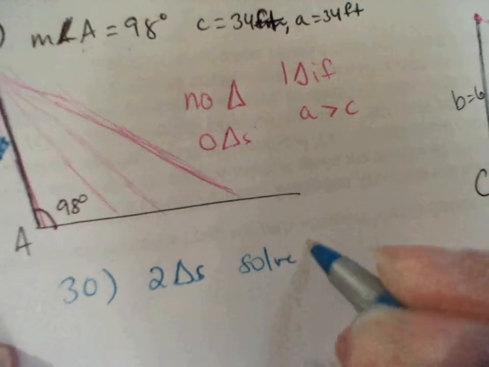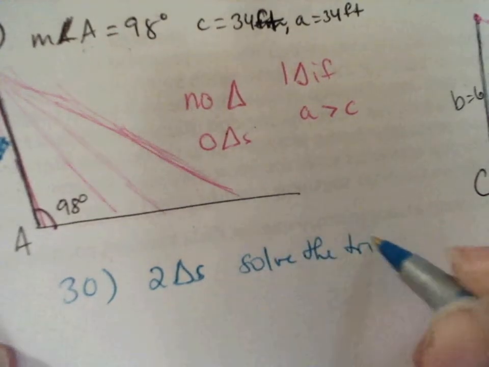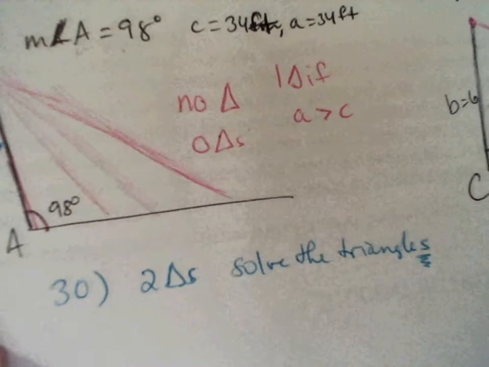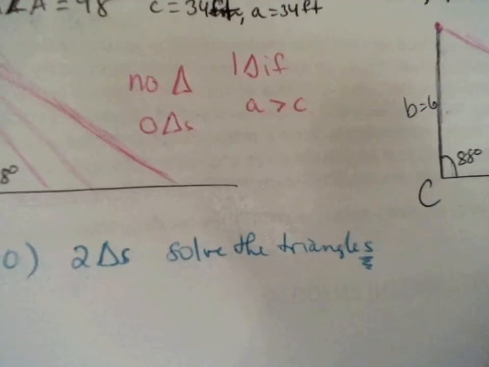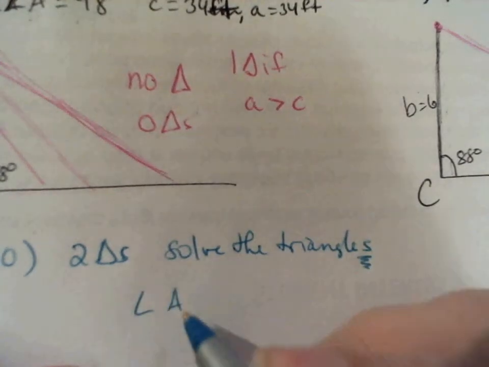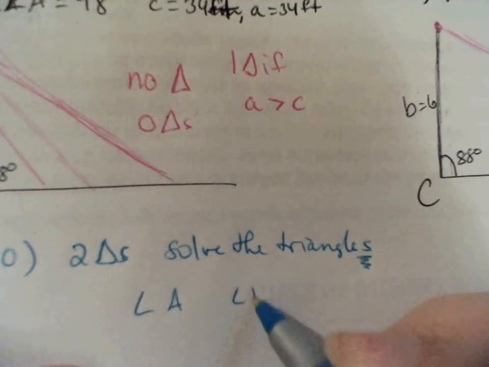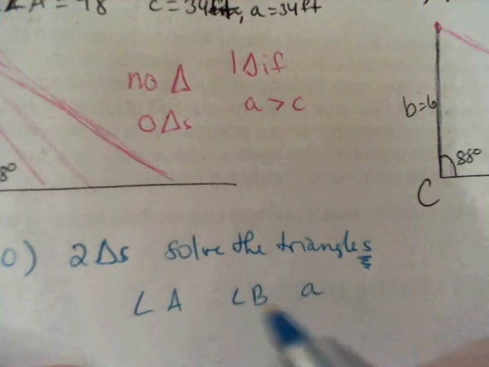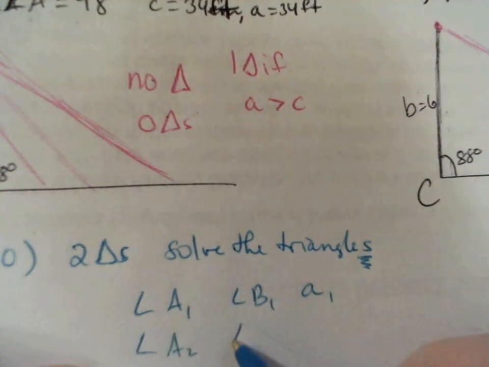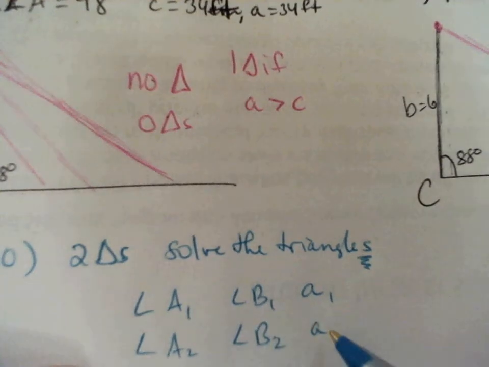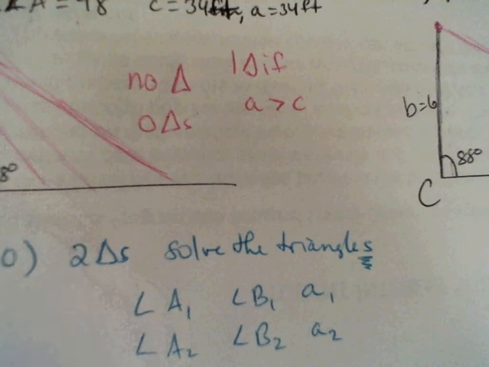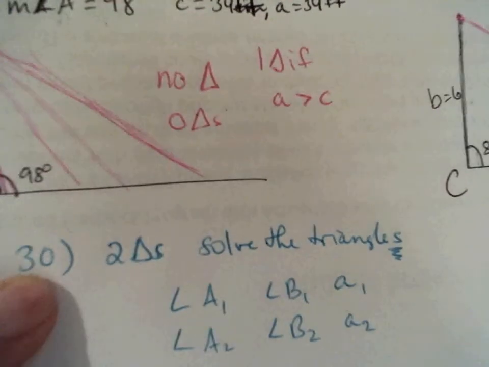So when you solve the triangle, you're actually going to be solving the triangles. Okay, you're going to have 2 different triangles to solve, which means you're going to need angle A, angle B, and side A in triangle 1. And you're going to need angle A in triangle 2, angle B in triangle 2, and side A in triangle 2. Okay? So you're going to need to have 6 answers for number 30.